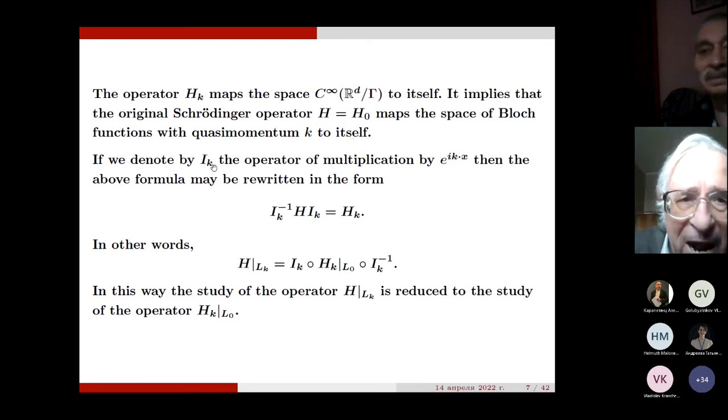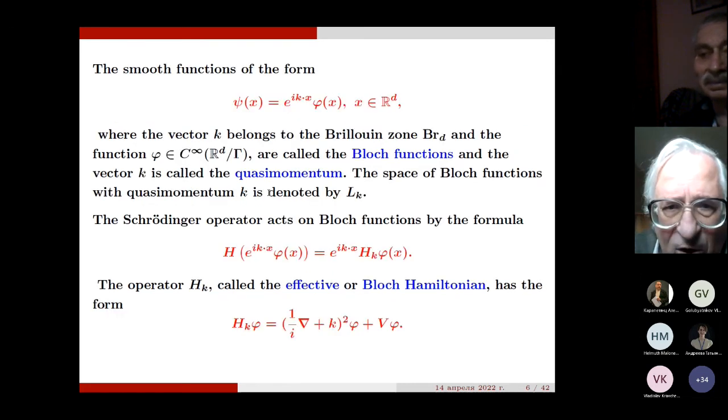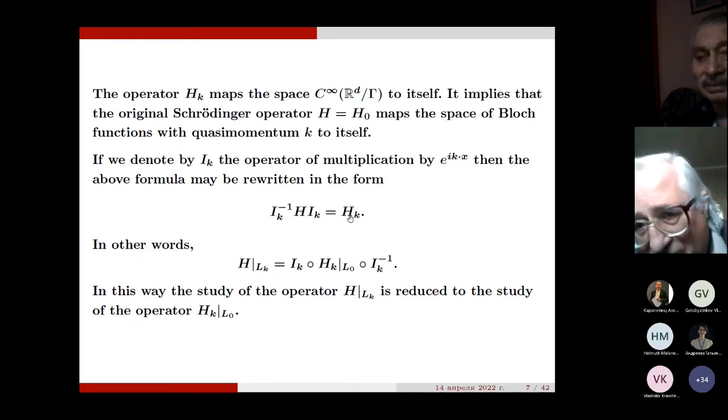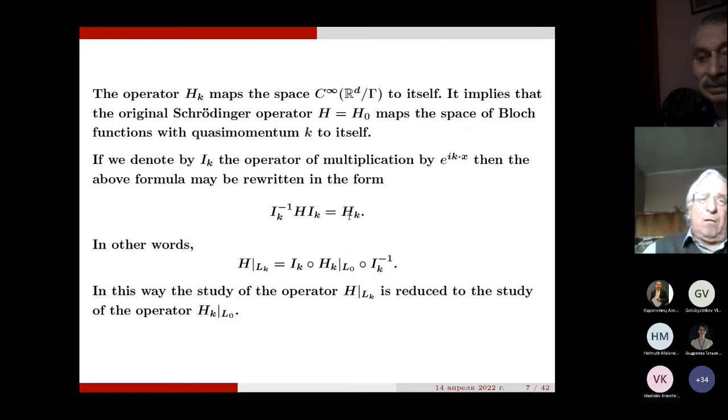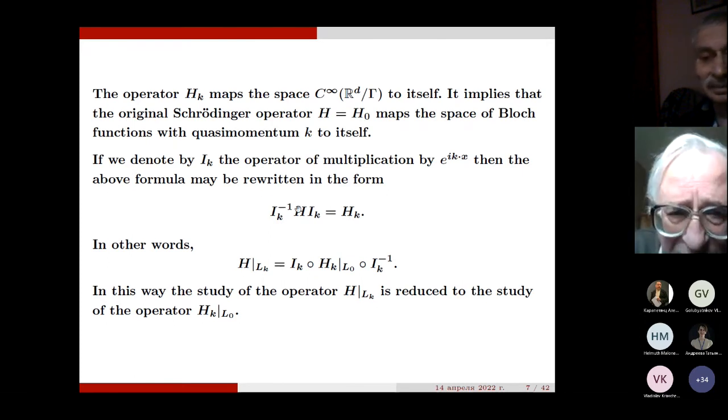If we denote by i_k the operator of multiplication by this fundamental function, this exponential, then the formula written here may be rewritten in the following form: H times the operator i_k is equal to i_k times h_k. So H is conjugate to h_k with the help of this i_k.